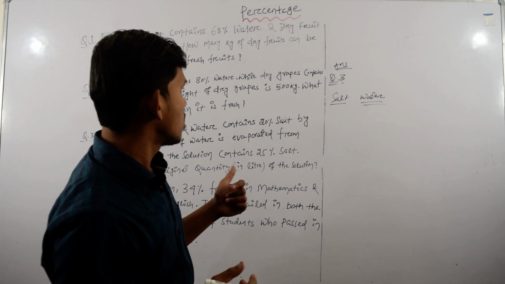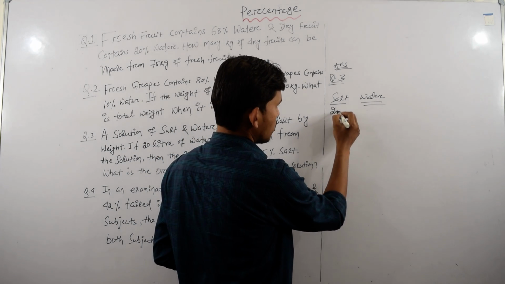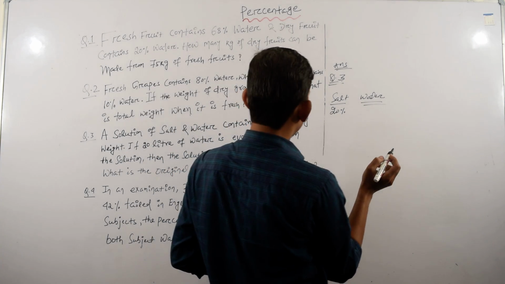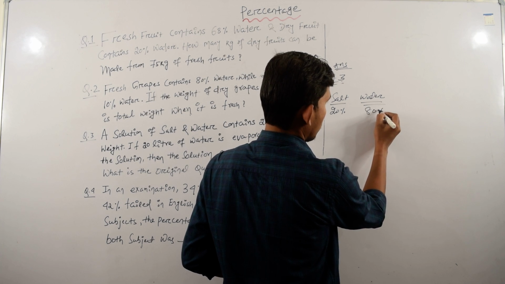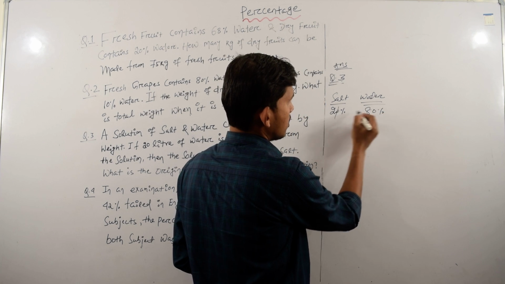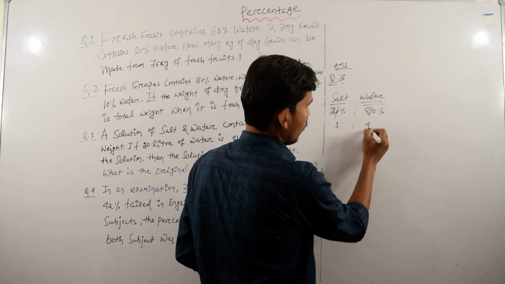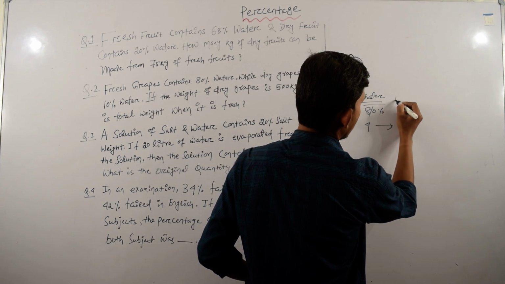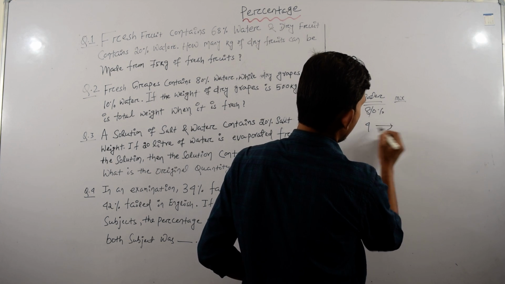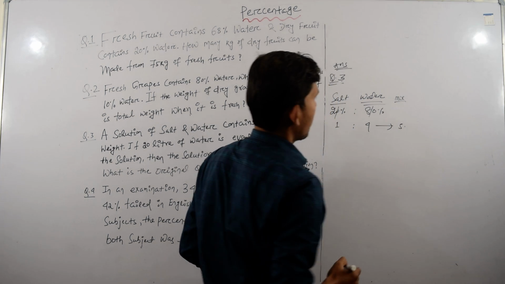Okay, suppose in a solution 20% is salt, then 80% will be water. Okay, dividing by 20, it will be 1:4. This is a mixture. The mixture will be 4 + 1 = 5.